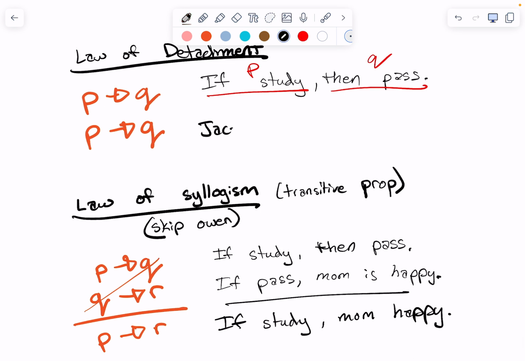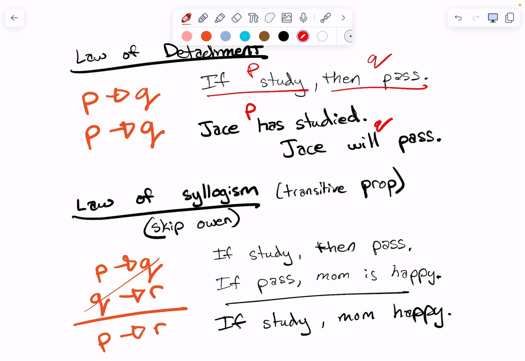Conclusion? Jace will pass. What are you doing right now? You're studying right now, child. Yeah, this is P and then Q. Okay? P, Q, P, Q. There you go. All right, that's how that works.